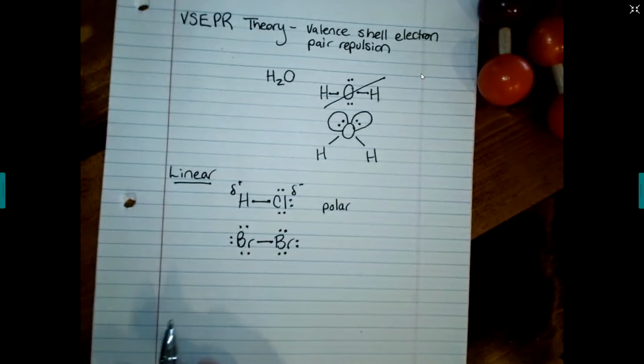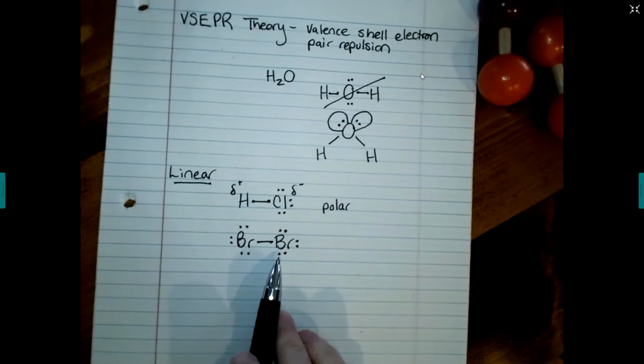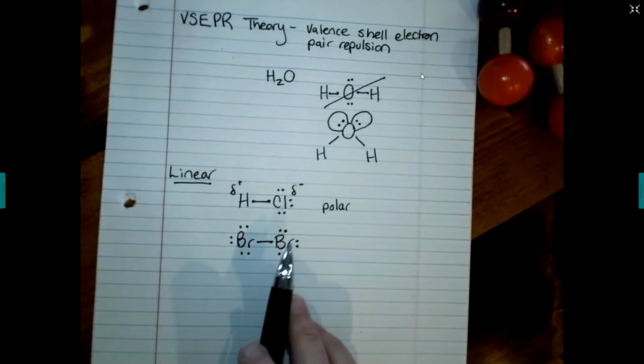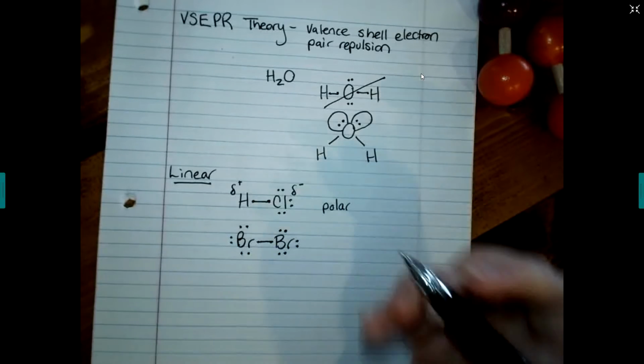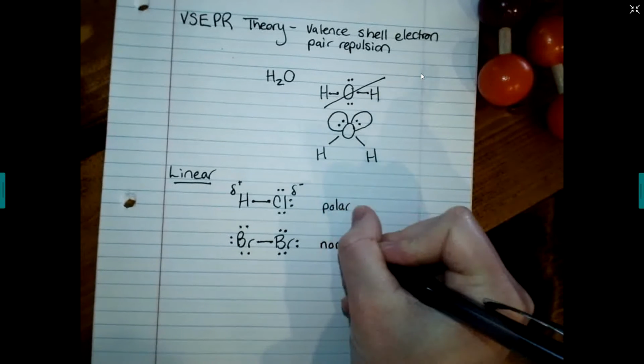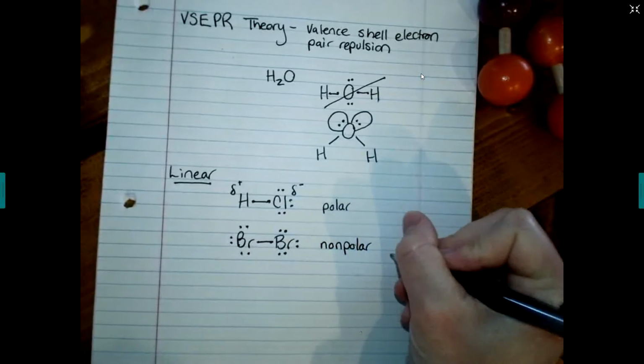Now with our two bromine atoms, both of them are the same. They have the same electronegativity, so they're going to be sharing their electrons equally. We're not going to have a slightly negative and a slightly positive charge. So this is a non-polar molecule.